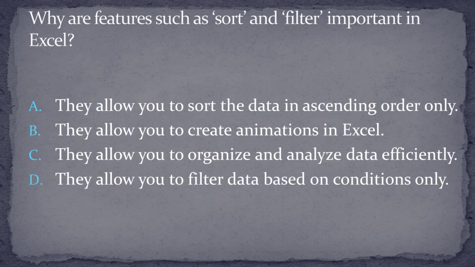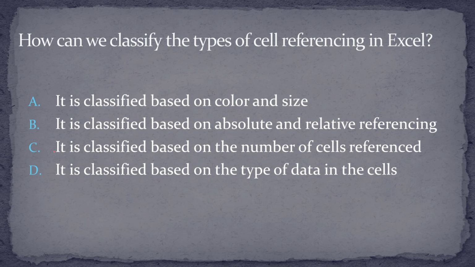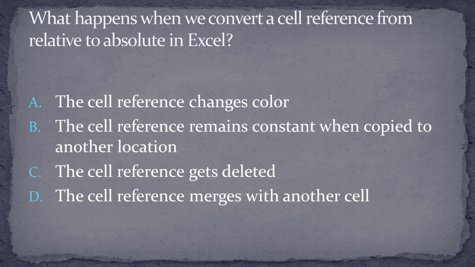Why are features like sort and filter important in Excel? It is important because they allow you to organize and analyze data efficiently. Let's move ahead to our next one. How can we classify the type of cell referencing in Java? Actually, they are classified as absolute and relative cell referencing. Let's move ahead to our next one.